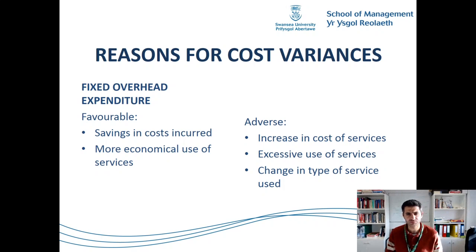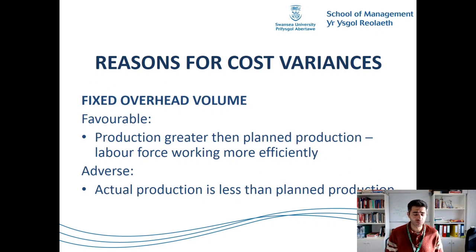Okay, in terms of fixed overhead volume, this means the actual production units is more than the planned, the expected one. This is favorable, it's great, well done, being efficient. However, if the actual production is less than the budgeted production, this means it is adverse for the business, because they planned for specific units but ended up with less. So this comes to be adverse for the business.